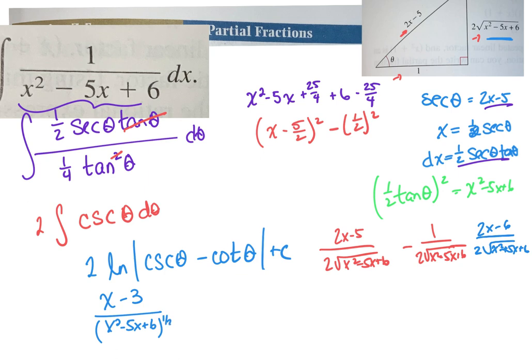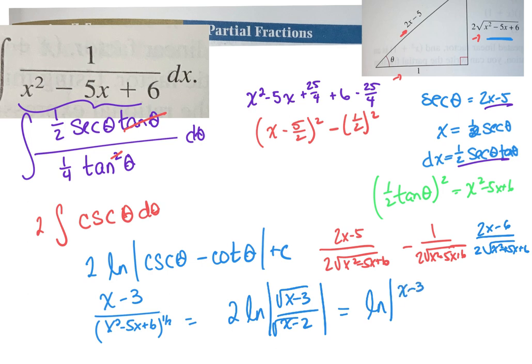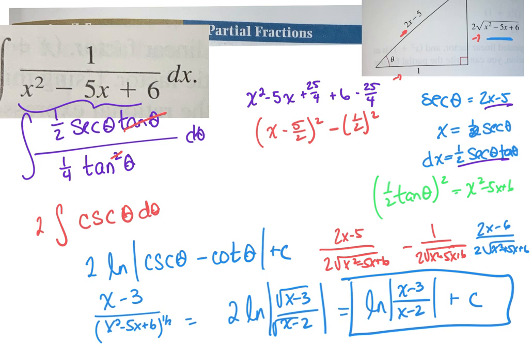They actually reduce this guy. So this reduces to 2 natural log of square root of x minus 3 over square root of x minus 2. That's to the 1/2, so that can actually come out by expansion. So those 1/2 and 2 will cancel out. So we have the natural log of x minus 3 over x minus 2 plus c. So this is going to be our answer to this. The natural log of x minus 3 over x minus 2. And they just use logarithmic expansion, etc. to do that. All right? So that's what it looks like when you do it by your substitution with trig functions, all right?